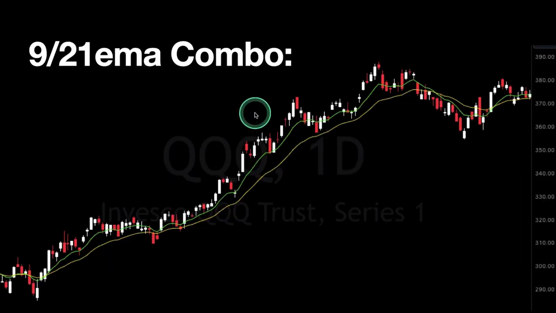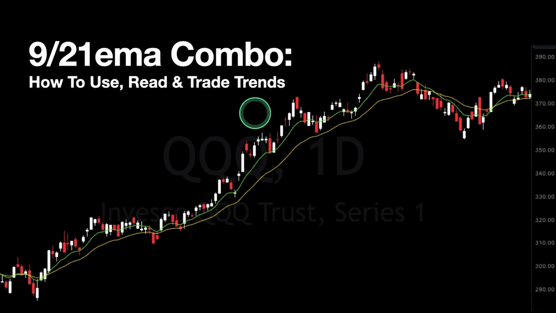So we're going to be covering mostly the 9 and 21 EMA combo. This is what I use the most personally. We're going to learn how to use, read, and trade trends with it. You can see in this example on QQQ 1 day, the green is your 9 and the yellow is your 21. There's a crossover right here of the 9 and 21 that indicated a short-term trend shift, and you can see it just rides it very well. You do have one head fake below right here, but once it reclaimed back over, it keeps holding support, holding back tests, holding a very good trend overall.